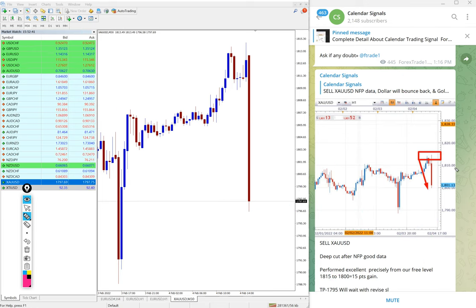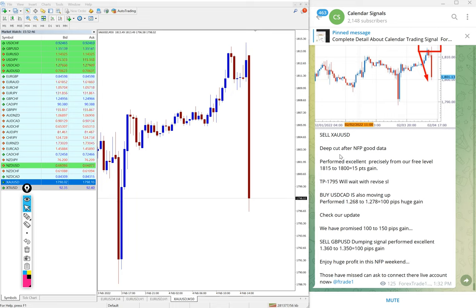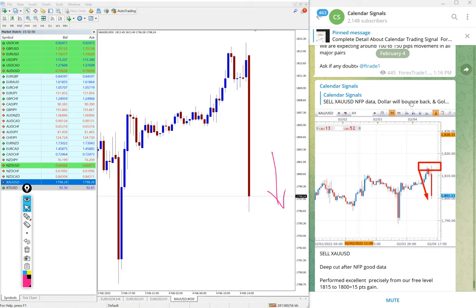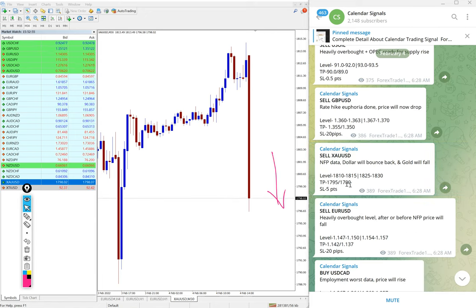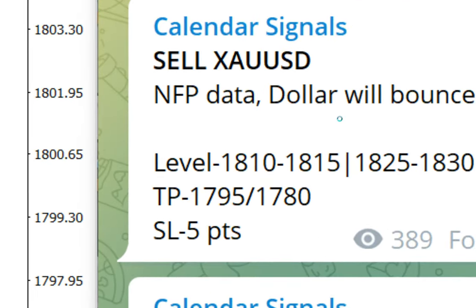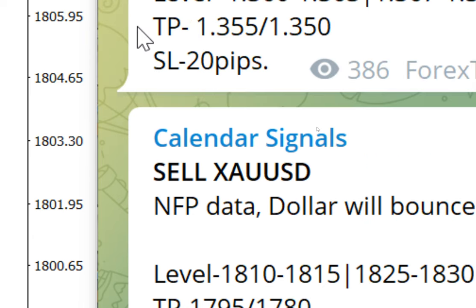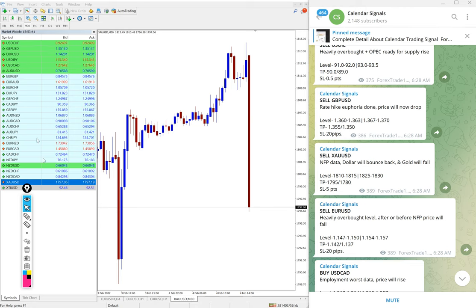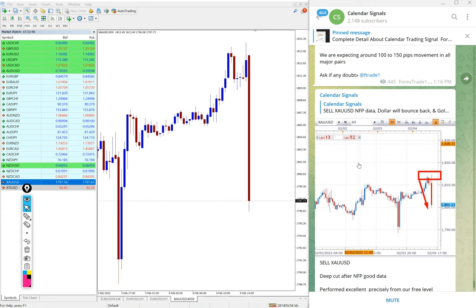Again, very excellent performance on gold, which is precisely performing in our predicted direction. You can see the clear downtrend, and still it is performing. So far it moved to 1790, and you can see the target given, TP1 1795, reached. Hope you can see the target mentioned in the message. Let me open it. TP 1795, that already reached. So gold performed excellently and made good profit. And the other signals which are yet to perform, we will update on the channel.